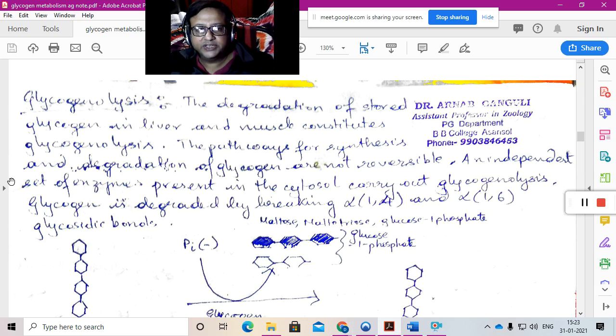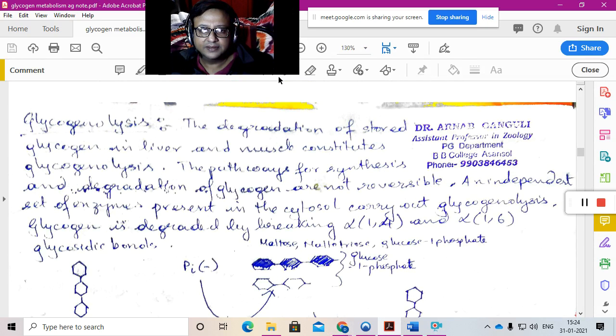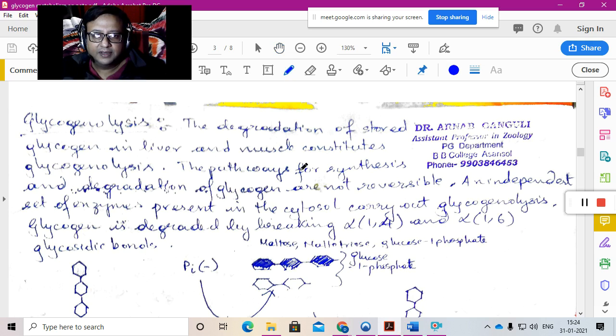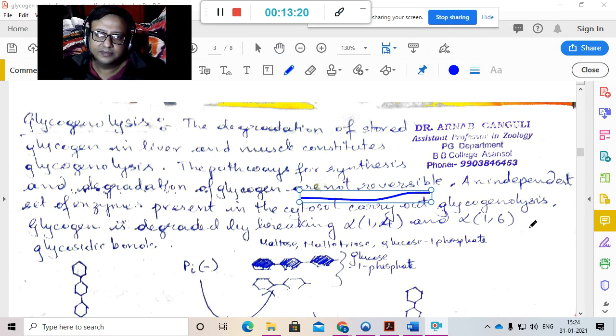So the pathways for synthesis and degradation of glycogen are not reversible. An independent set of enzymes present in the cytosol carry out glycogenolysis. So you have seen glycogenesis, that is formation of glycogen from glucose, and breakdown of glycogen into glucose. They are reversible pathways, but this is not reversible. There are different enzymes which do this.